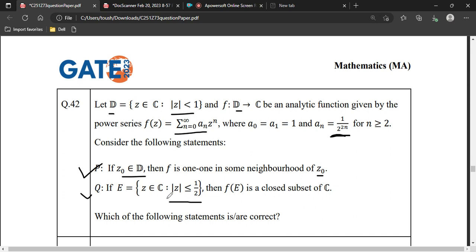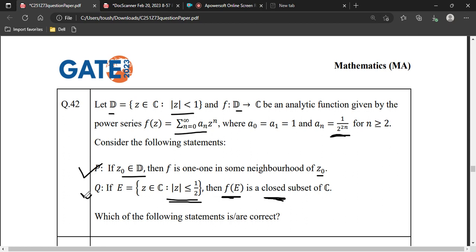So this is a compact set, mod z less or equal to half, and F is what? F is analytic, right? Analytic on where? Analytic on D, the unit disk, and E is a disk of half radius, right? So E is actually a subset of D. So if F is analytic on D, then F is analytic on E also, and analytic means it is continuous also, right? So you know a theorem that a continuous function maps a compact set to a compact set, right? So E is compact, then the image of the compact set, f(E), will be compact, right? Compact means it's closed and bounded, so of course it will be closed, and even bounded also.